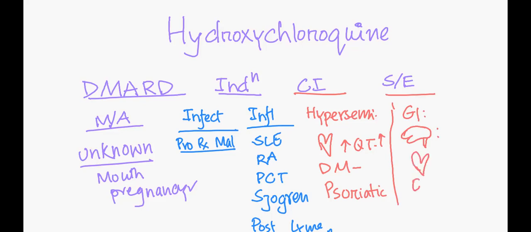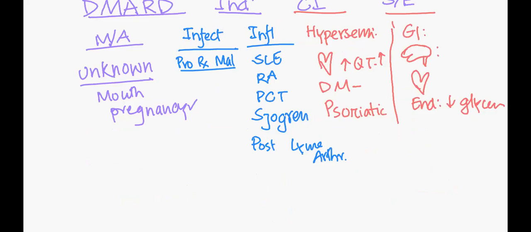Endocrine side effect, it can cause hypoglycemia. And if we do the CBC, we'll find that hydroxychloroquine usually causes a decrease in the lymphocyte count and may cause increase in the eosinophil count. In the skin, it may lead to Stevens-Johnson syndrome. And most importantly, this is the most serious side effect of hydroxychloroquine, that is ocular toxicity.